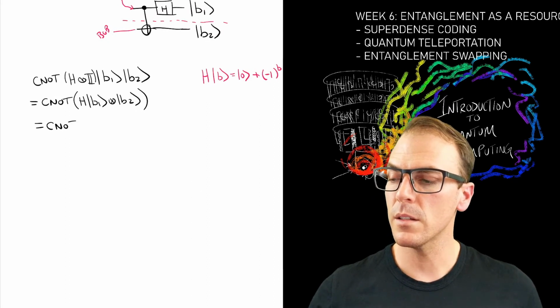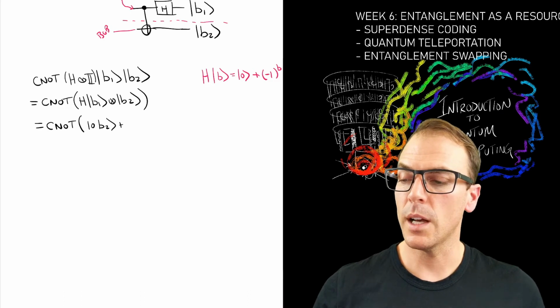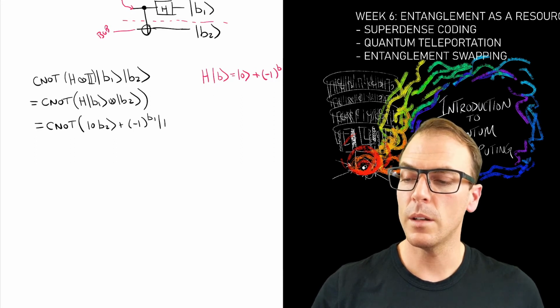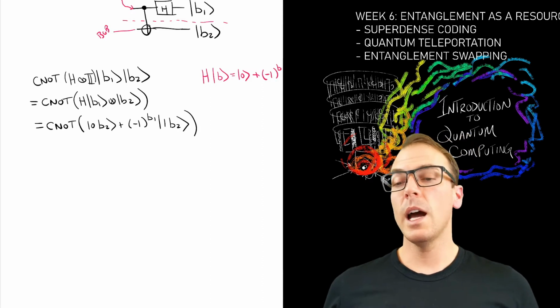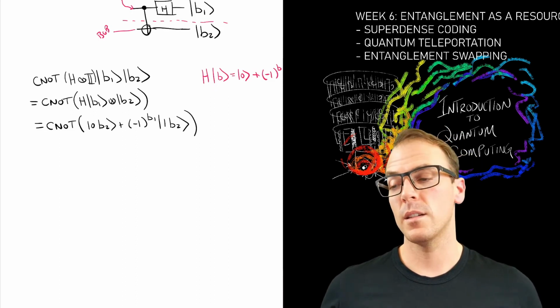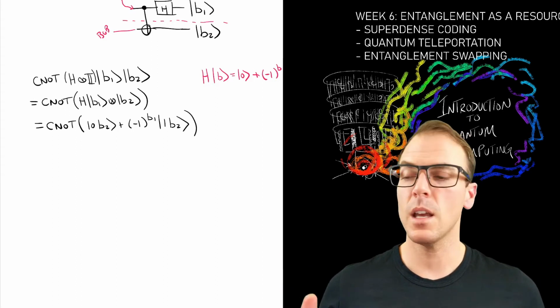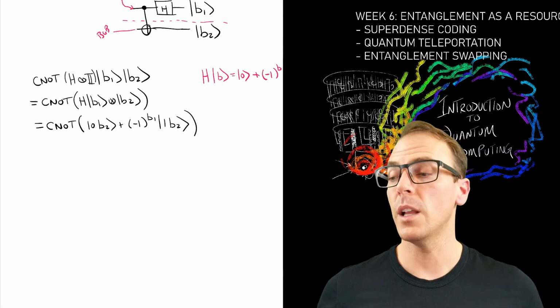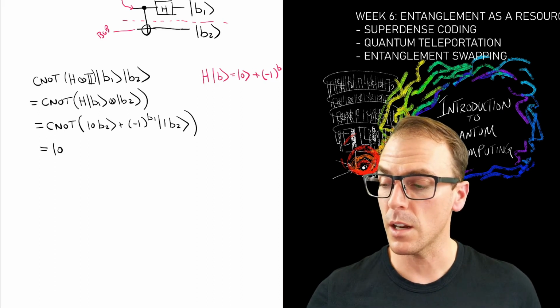So we have C0, and then we have a 0 and a B2, plus (minus 1) to the power of b1, 1, b2. And now we can apply the C naught quite easily. So the C naught is the operator that works as if the first qubit is 0, then the second qubit stays the same. If the first qubit is 1, then the second qubit flips. So in that first state, the first qubit is 0, so nothing changes there.